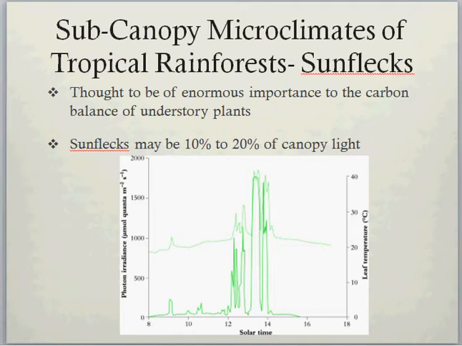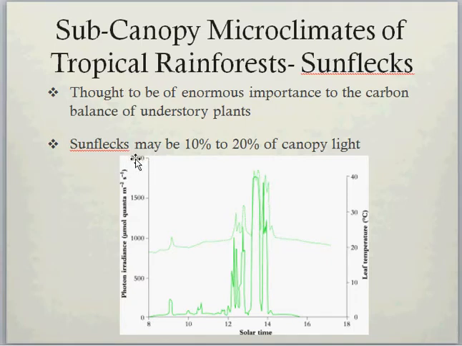So if we look at this graph here, okay, in this case the sunflecks are going up to about 80 to 90% of the normal amount of canopy light, light which occurs at the top of the canopy. So we've got photon irradiance, which is also PAR, photosynthetically active radiation. See, we've got about 2,000, probably go up to about 2,500, which would be up here somewhere.